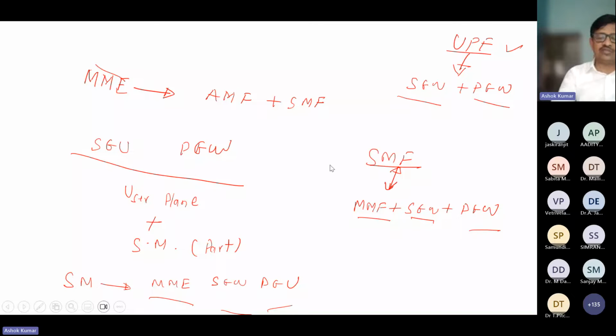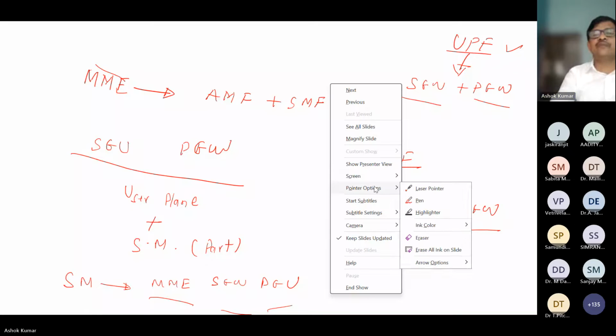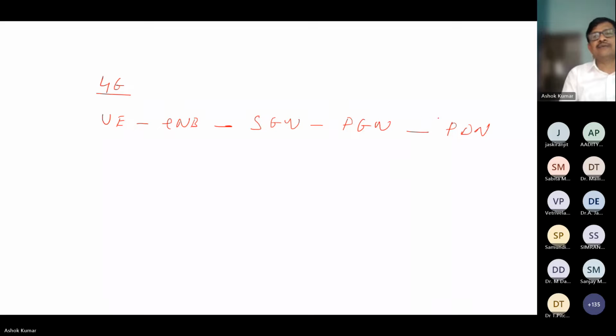Now your next question, let me try and answer. Your next question was about the user plane. So in 4G, what was the user plane? From user equipment to eNodeB to serving gateway to PDN gateway and to a particular PDN. So this was your user plane. Is this okay? Yes, sir. But the problem was these two. How about control plane, sir? Control plane, let me first explain this.